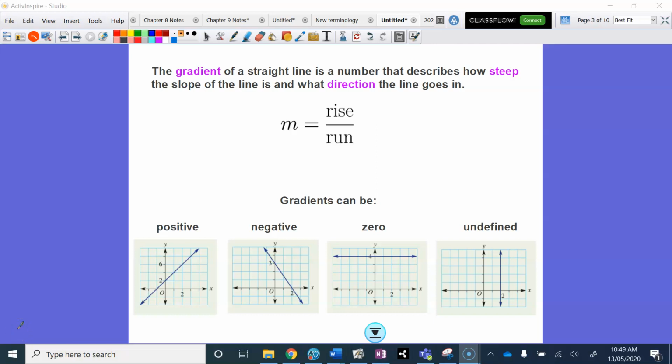This video is designed to help you to work through the questions in exercise 4D. So the gradient of a straight line is just a number, and that number describes two things basically: how steep a straight line is and what direction that line goes in. Now you would have been introduced to this in year 8.